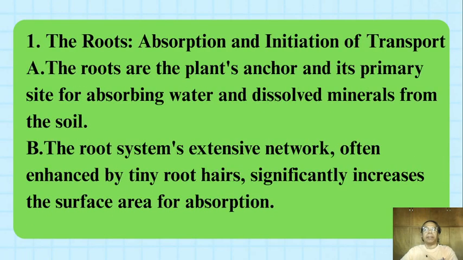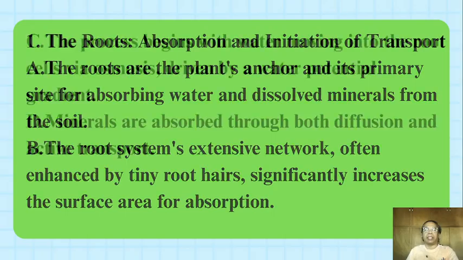The roots: absorption and initiation of transport. The roots are the plant's anchor and its primary site for absorbing water and dissolved minerals from the soil. The root system's extensive network, often enhanced by tiny root hairs, significantly increases the surface area for absorption.